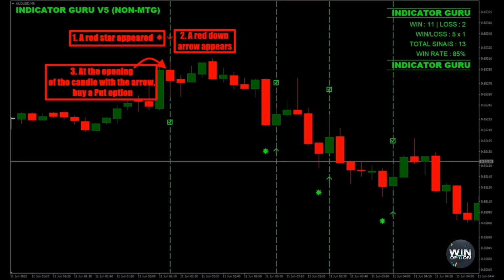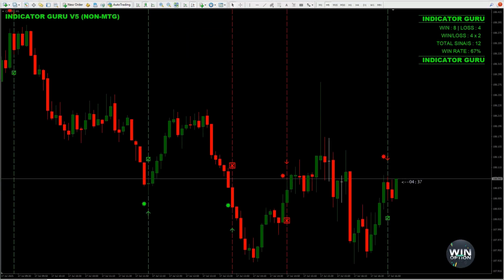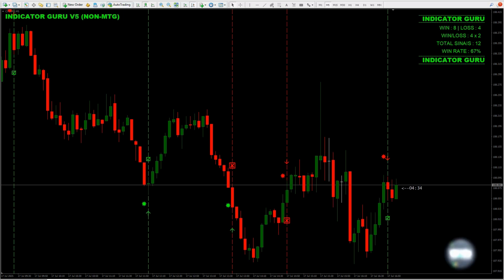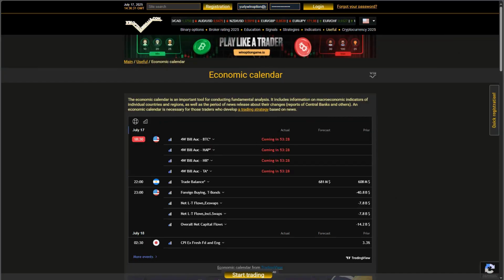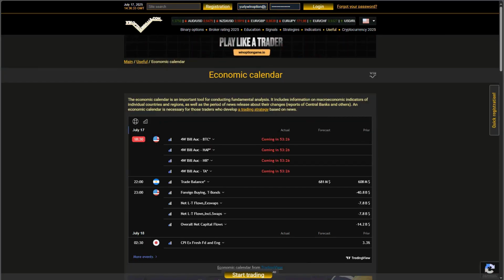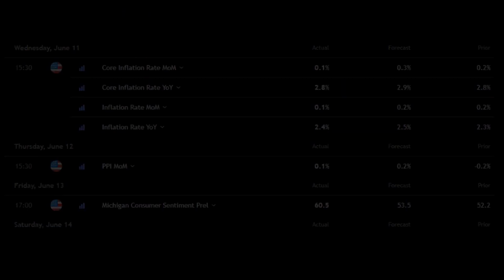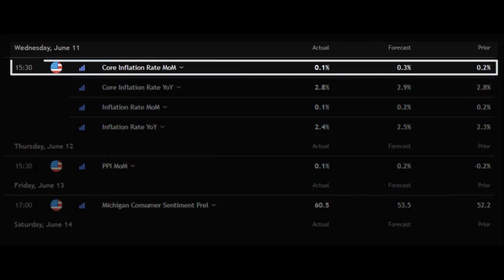Now a few words about the advantages and disadvantages of this indicator. Keep in mind that publications of macroeconomic data can seriously affect the market. Experienced traders know this and always follow the economic calendar. At such moments, even the most accurate indicators lose their power. The price reacts exclusively to the news, completely ignoring technical signals. As an example, we will cite the publication of the core CPI in the United States. This indicator is considered key in assessing the level of inflation and often causes sharp fluctuations in the market.